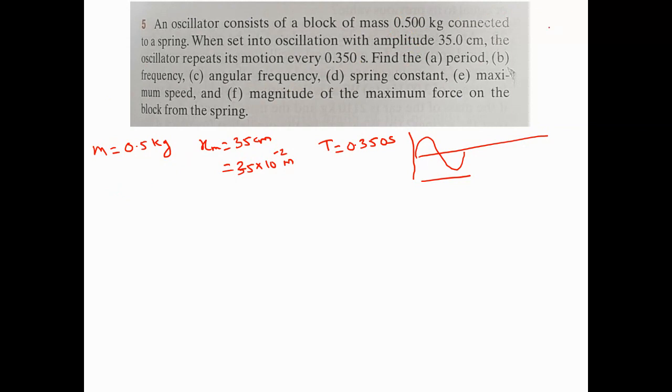What is period? Our period is T. Yes. So they clearly mention it here. You can just read the question. The oscillator repeats its motion every 0.35 seconds. So if it repeats every 0.35 seconds, it is nothing but your time period. So I can just write the motion repeats.